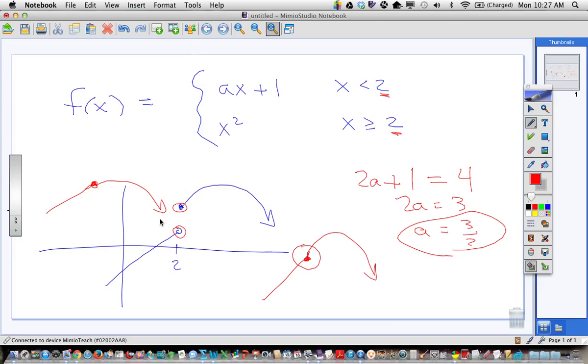So we've got two different questions. The one for continuous: are they continuous? They have to have the same y value when x is 2.